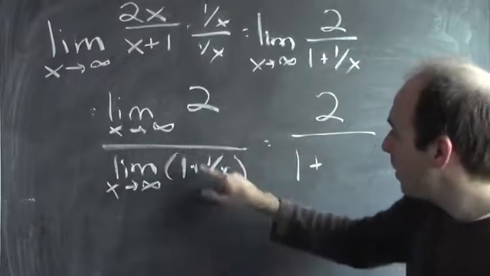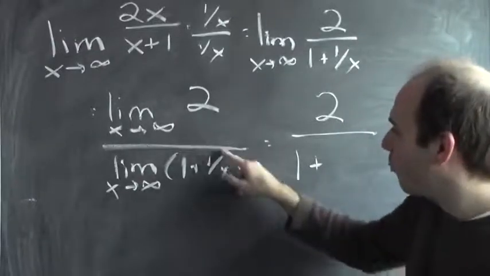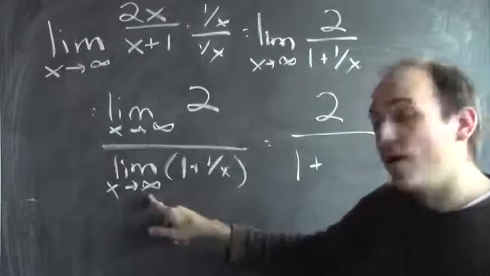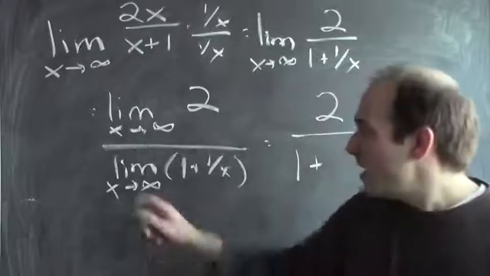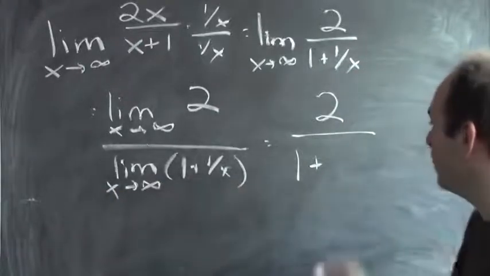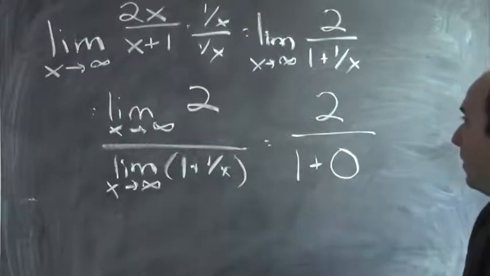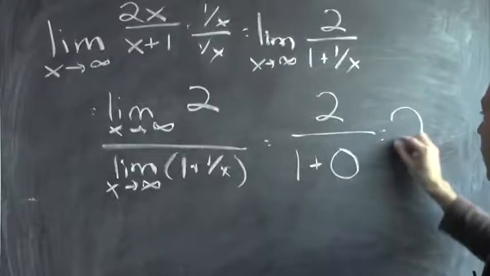And what's the limit of 1 over x as x approaches infinity? Well, that's asking what is 1 over x close to when x is very large. Well, I can make 1 over x as close to 0 as I like if I'm willing to make x large enough. So the limit of 1 over x as x approaches infinity is 0. That means my original limit is 2 over 1 plus 0, which is 2.